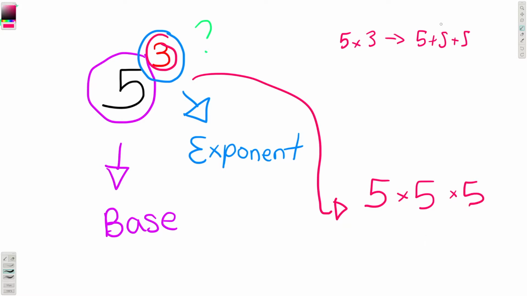So now look at the difference. 5 times 3 is 5 plus 5 plus 5, which is equal to 15. This is equal to 25 times 5, which is 125. Look at the difference. That's a full 110 off. So don't mix up multiplication and exponents.